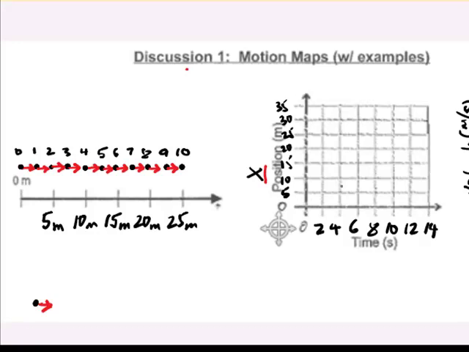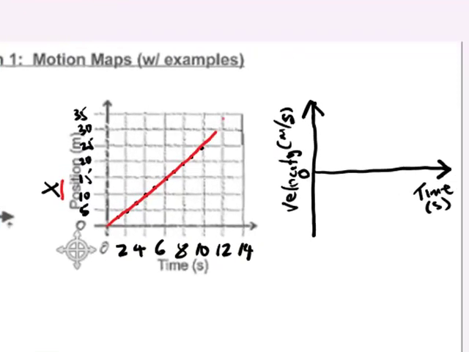I'll put in my spots. At 1 second, I'm at about 2.5 meters. At 2 seconds, at 5. And so on. So I end up creating a dot for each of these spots on the motion map. Okay, I'll put my best fit line through there. Oh, actually, those line up pretty well.